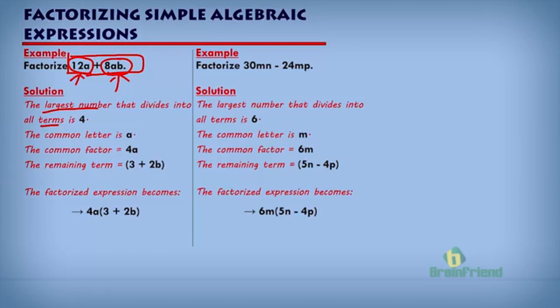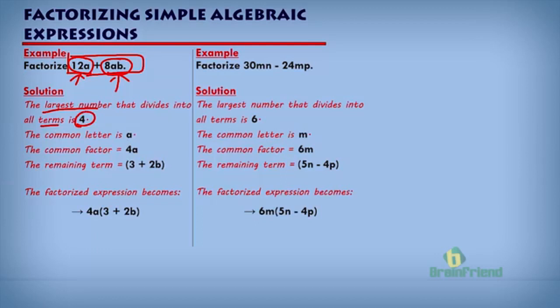But take note also, 4 can divide into 12 to give us 3, and divide into 8 to give us 2. So we have 2 and 4 as possible numbers that can divide into our terms, but we're interested in the largest number. So we take 4. 4 is the largest number that divides into each term.